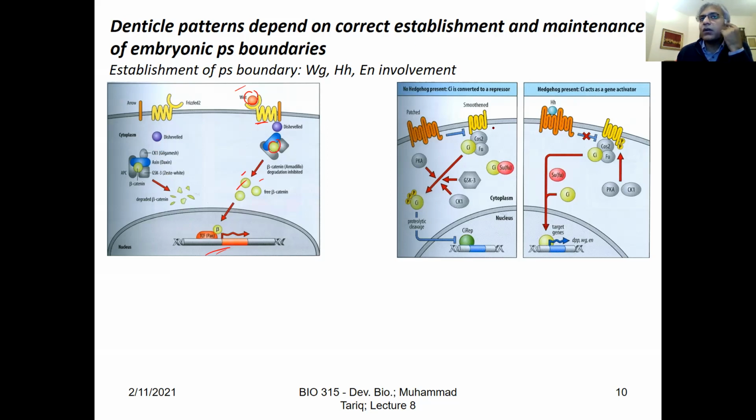For hedgehog, we talked about this in the past, Patched is the receptor for hedgehog. So when hedgehog binds Patched, Smoothened is no longer held inhibited. As a result of the signal transduction pathway, Cubitus interruptus is released. It moves into the nucleus and activates dpp, wingless, engrailed, etc., genes which are hedgehog responsive genes.